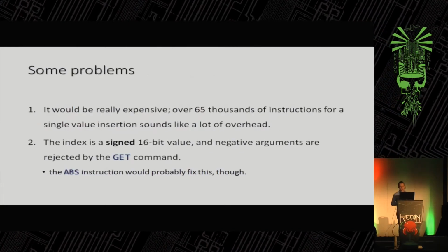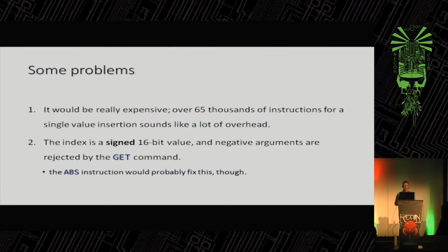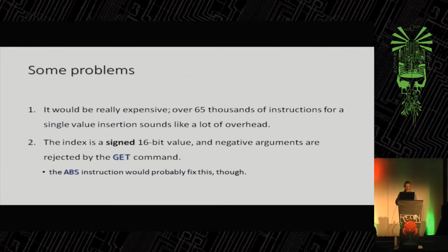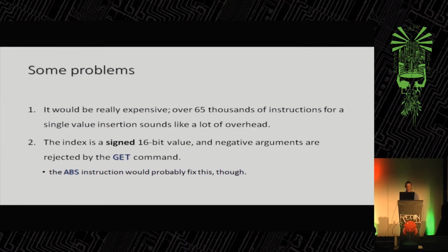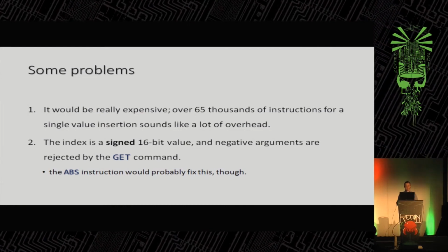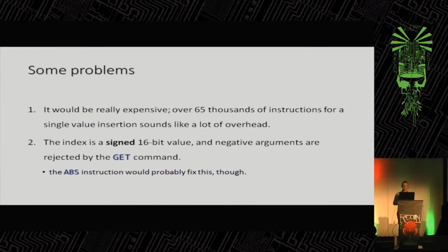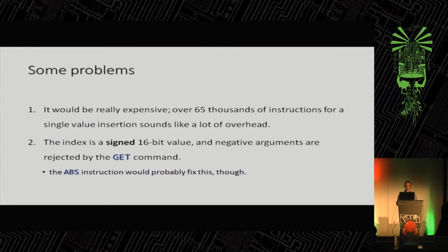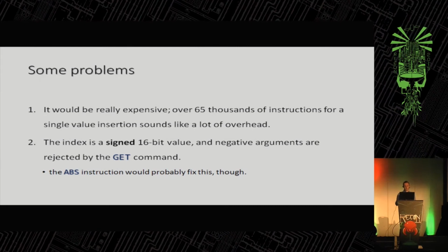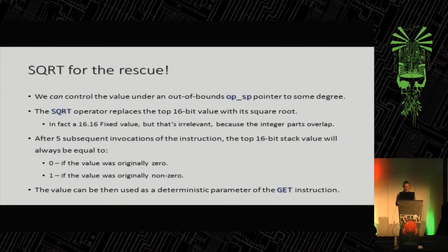But there are obviously some problems with this. First of all, over 65,000 instructions just to put a single constant at a single specific place in the stack. It's not really very efficient. And the index is also a 16-bit value, so if the original value was a negative number, that get would also bail out. But the absolute instruction maybe could fix this, but I haven't checked.